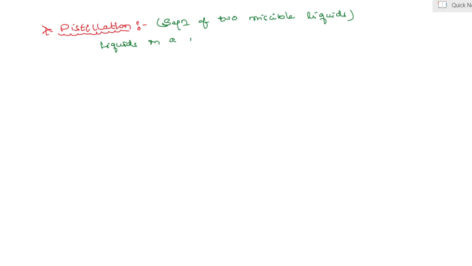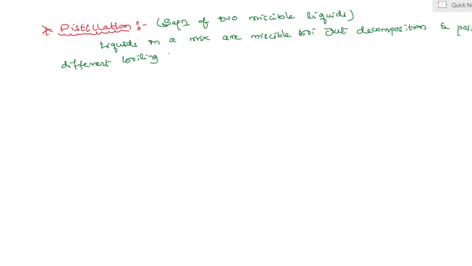Yes, my dear students, it means the liquids in a mixture are miscible, boil without decomposition, and possess different boiling points. Then they can be separated by the process of distillation.